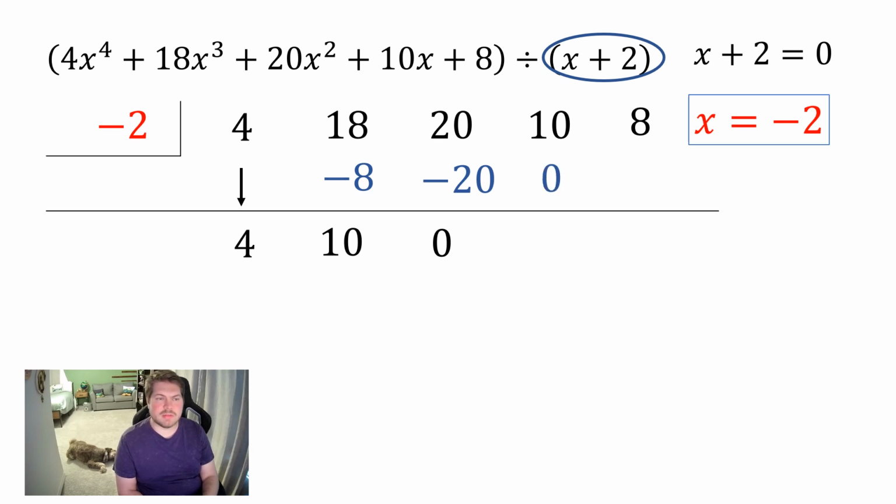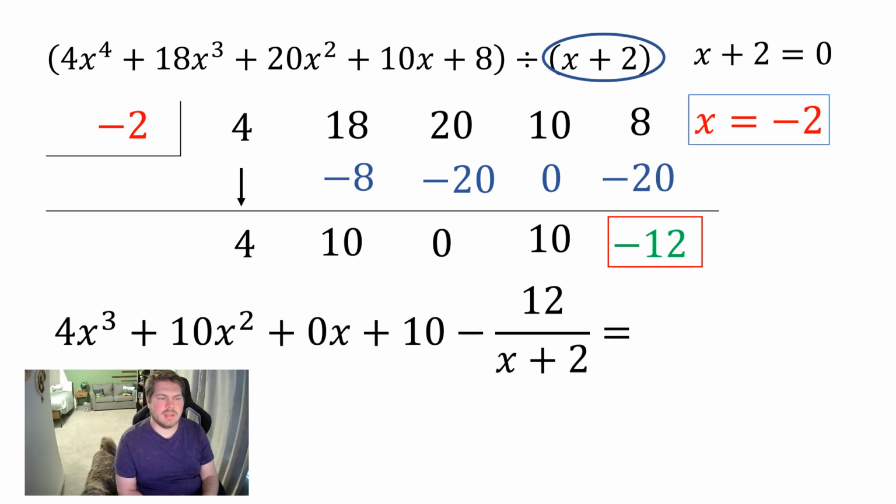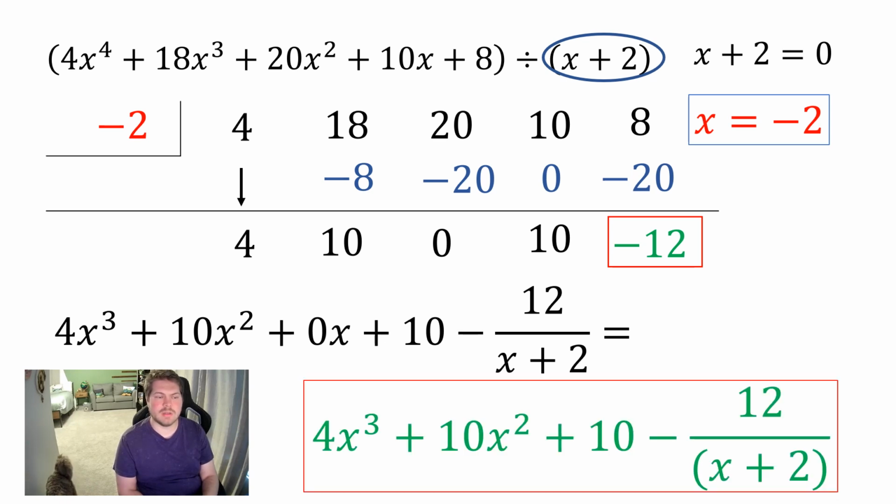0 times -2 is 0. 10 plus 0 is 10. 10 times -2 is -20. And that means -20 plus 8, or 8 minus 20, we get a remainder of -12. So we can get rid of our 0 to simplify it a little bit more. So our final answer is 4x cubed plus 10x squared plus 10 minus 12 divided by x plus 2.